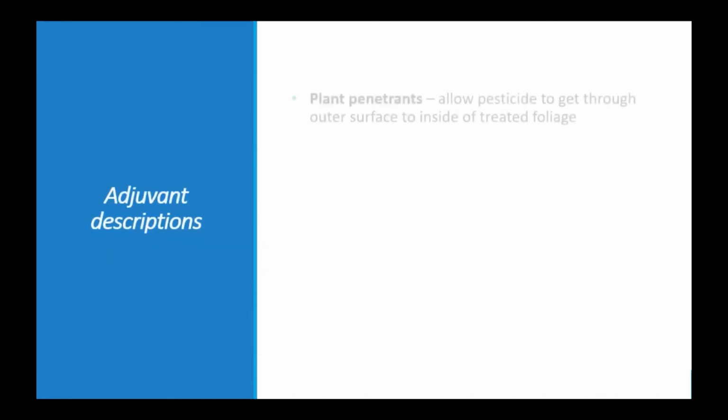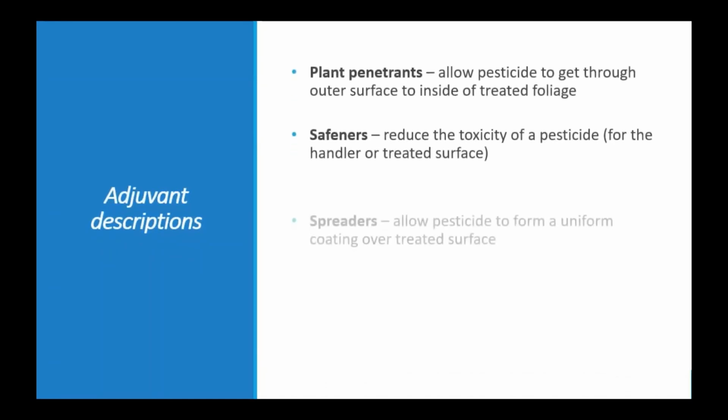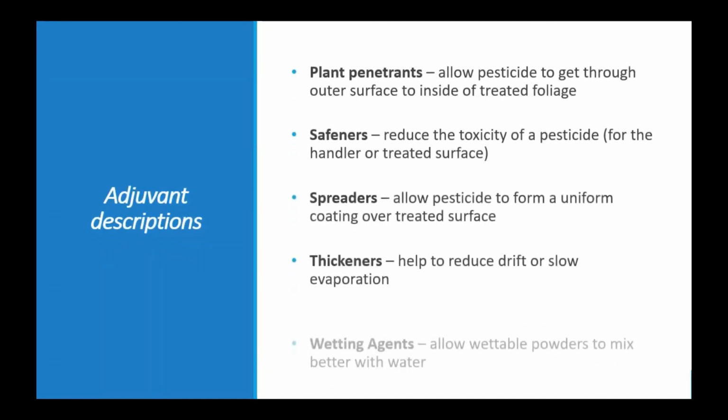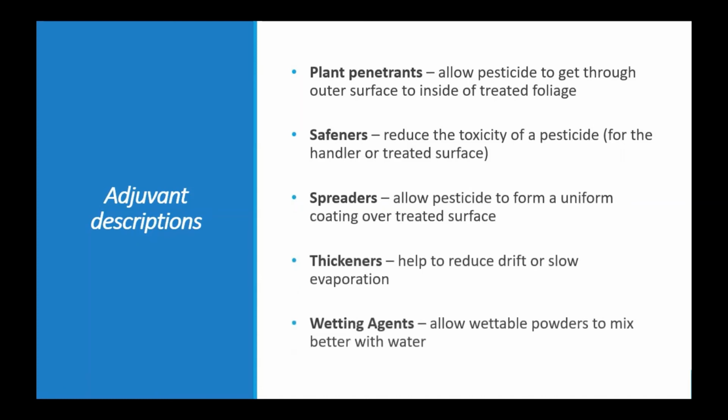Here are 5 more examples of adjuvants and their functions. Plant penetrants allow pesticide to get through the outer surface to the inside of treated foliage. Safeners reduce the toxicity of a pesticide for the handler or the treated surface. Spreaders allow pesticide to form a uniform coating over a treated surface. Thickeners help to reduce drift or slow evaporation. And wetting agents allow wettable powders to mix better with water.